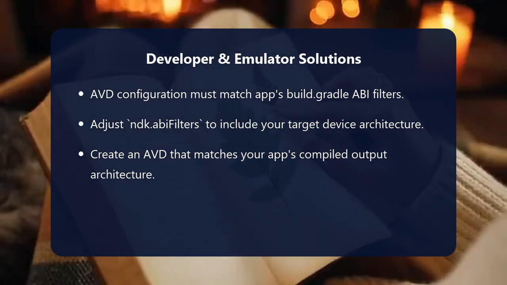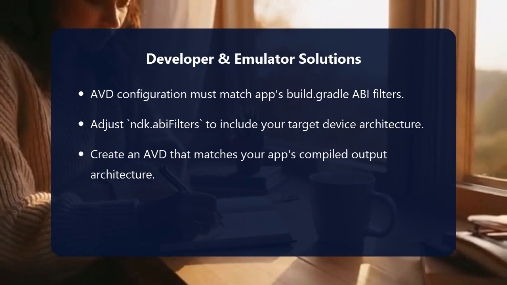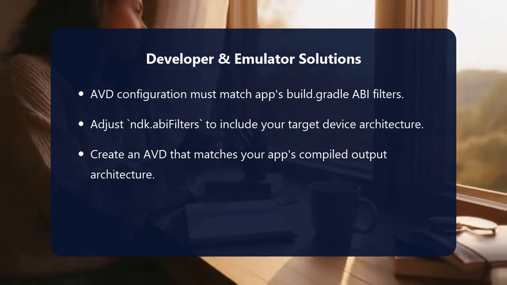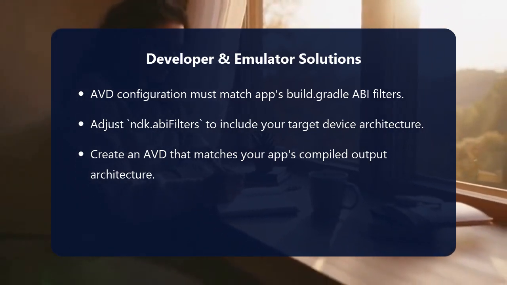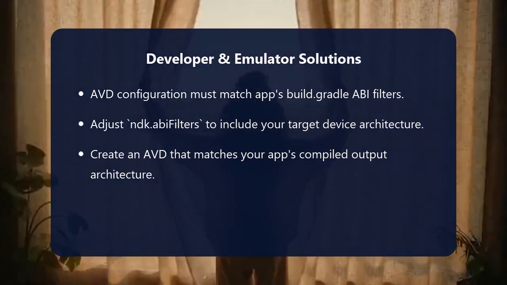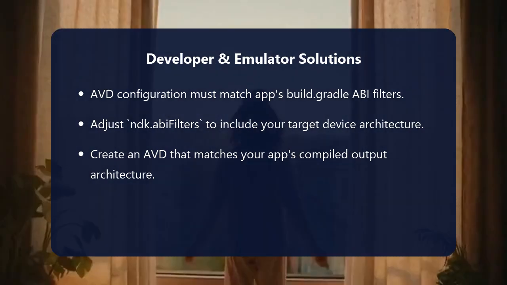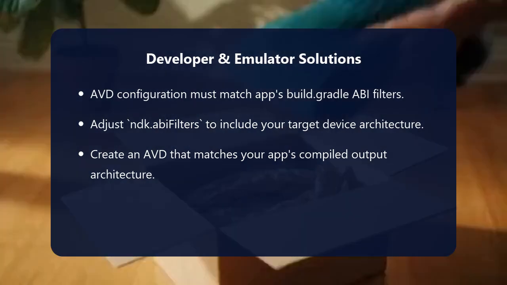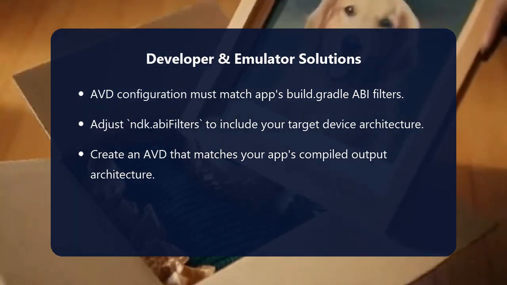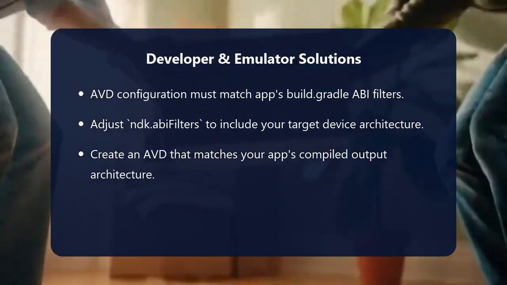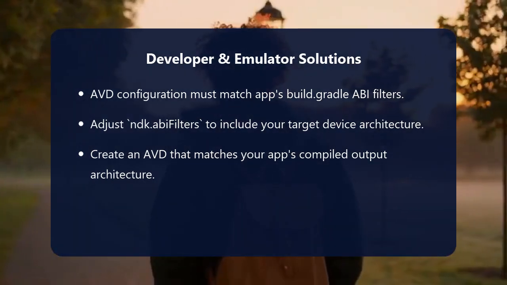For developers encountering this error during testing, ensure your Android Virtual Device (AVD) configuration matches the ABI filters defined in your app's build.gradle file. If your build.gradle only specifies x86 and you're trying to run it on an ARM64v8A AVD, you'll hit this error. Conversely, if you're building for ARM64v8A but your AVD is x86, the same problem arises. Adjust your ndk.abi filters in build.gradle to include the target architecture or create an AVD that matches your compiled output.